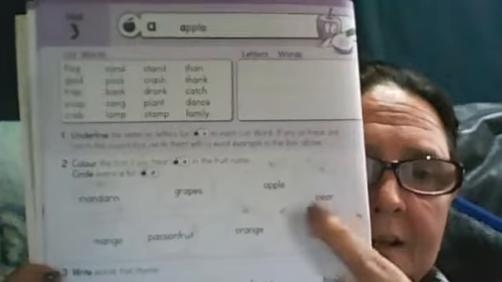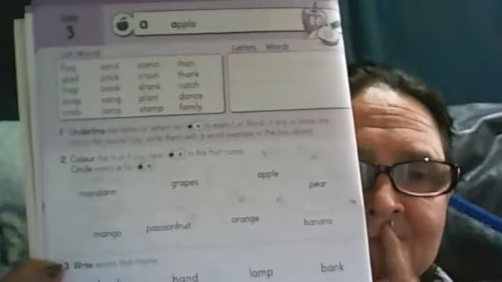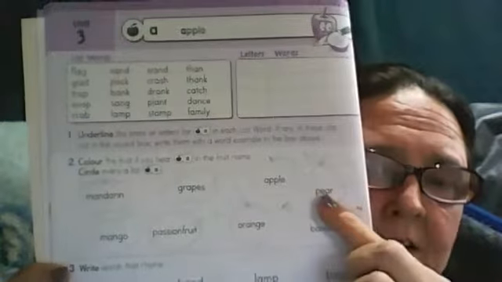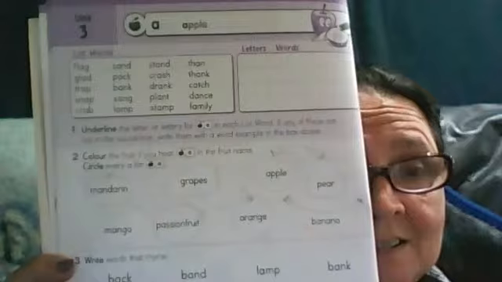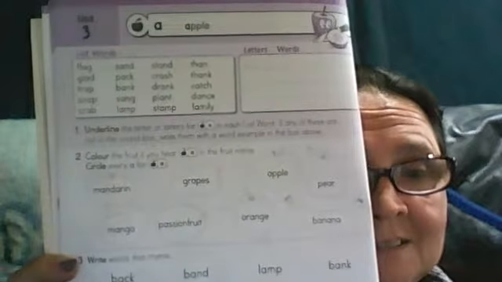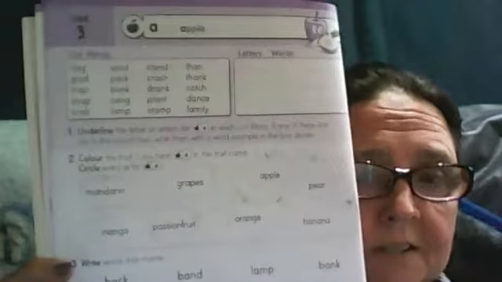This one. Pear. Air. It does have a letter A, but that A is not saying A. It's not pa. It's air. E-A-R is saying air. Oh, we better put a cross. Don't colour it in because it doesn't have an A sound. So cross, and we're not going to colour it in.